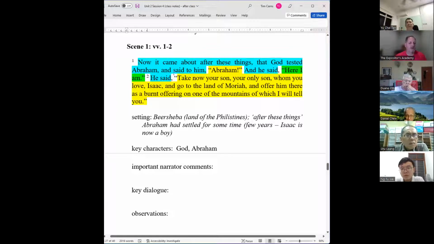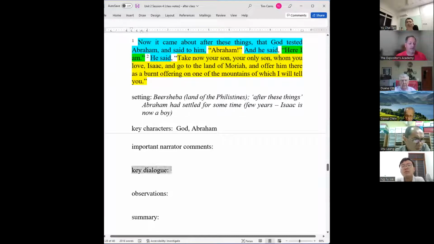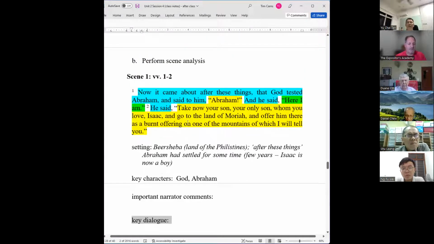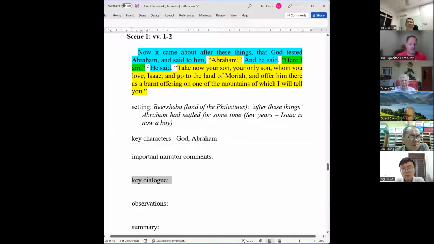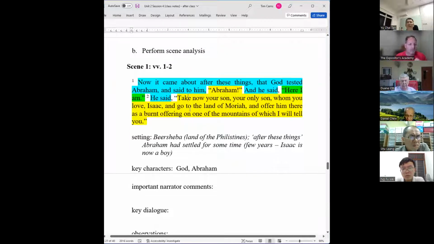Now, anything from the narrator that seems significant? Well, the way God referred to Isaac: take your son, your only son, whom you love. Now that's the dialogue, that's not the narrator. That's actually what God said, so we'll include that in the dialogue. That's an important statement, but we're going to focus on the narrator comments first.